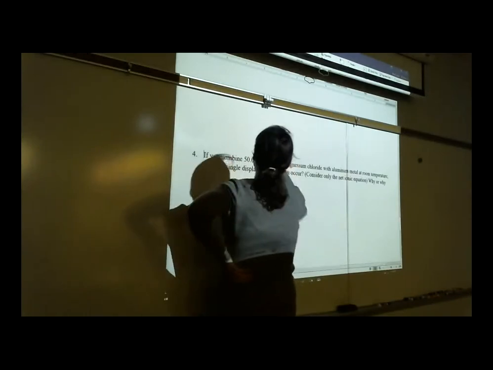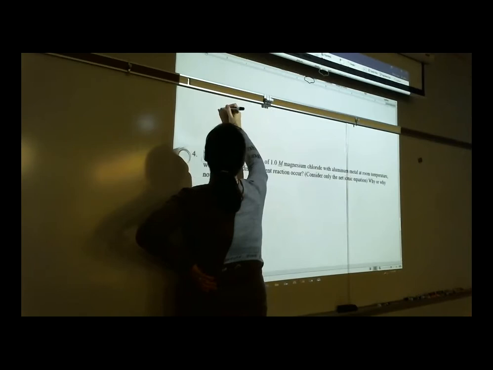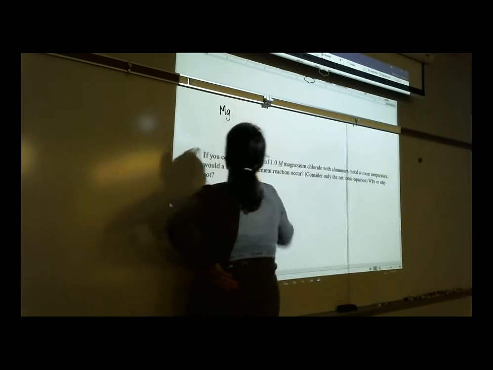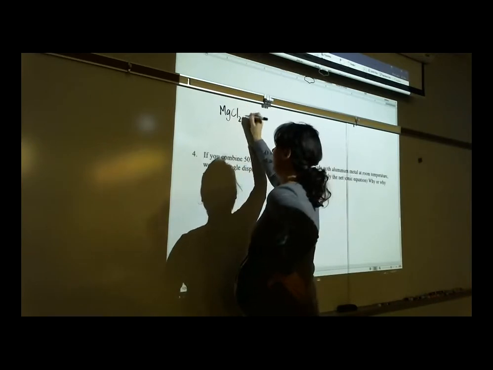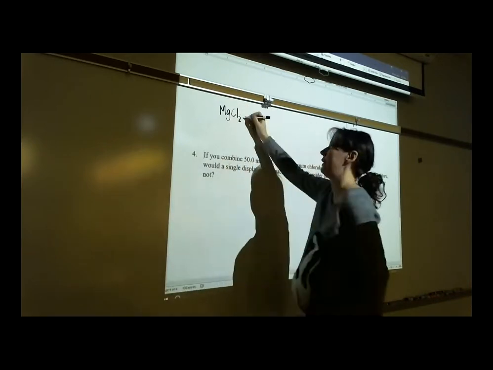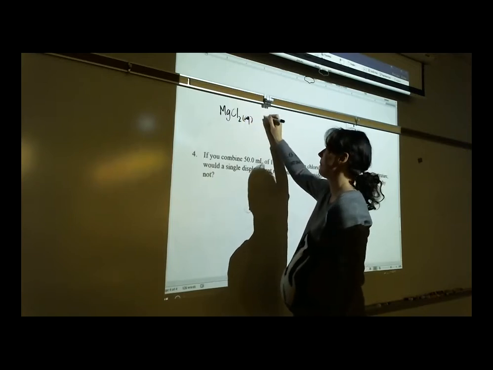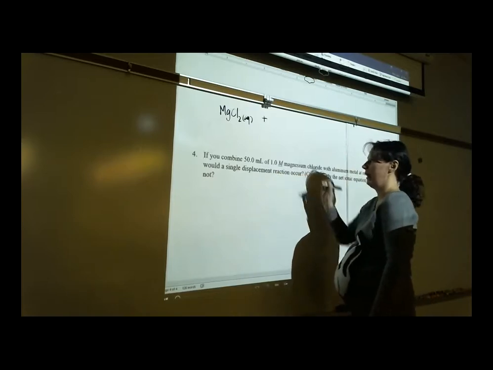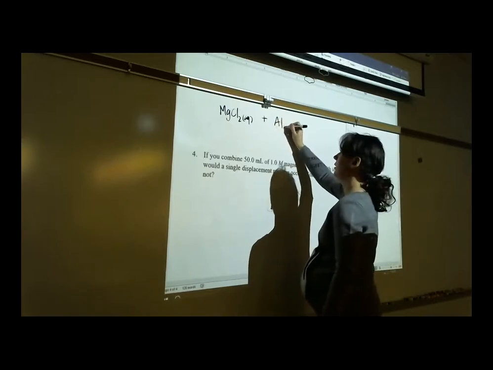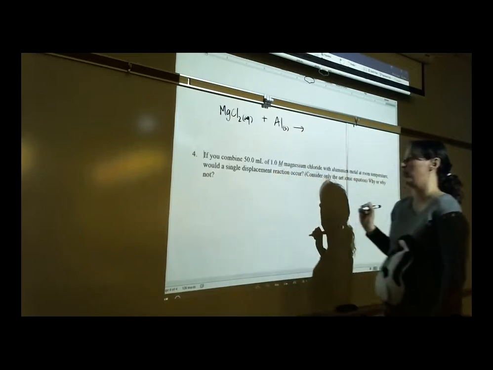And magnesium chloride has what formula? I'll give you this part. What's the rest? Cl2. And that's a molarity and a volume, so what state of matter would that be? Aq. And aluminum metal would be what? Al. What state? Solid. All right, what's the single displacement reaction that we're talking about?